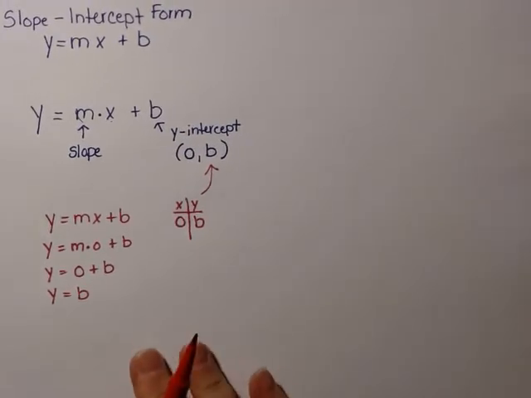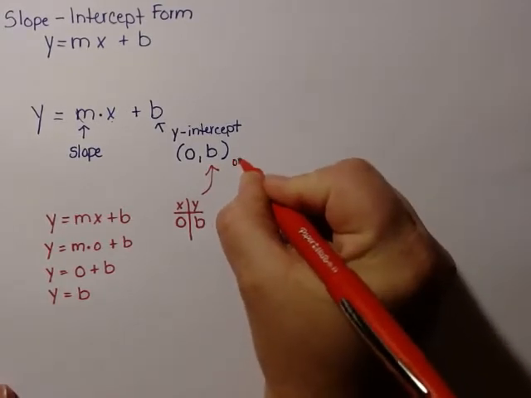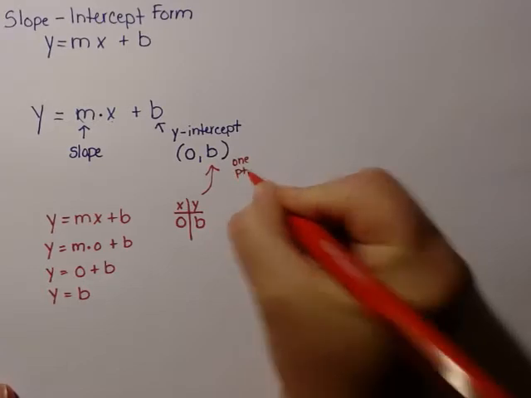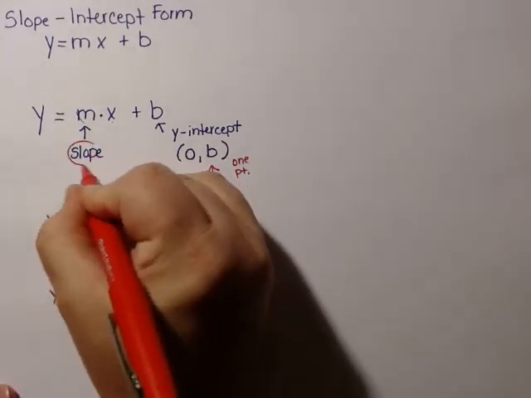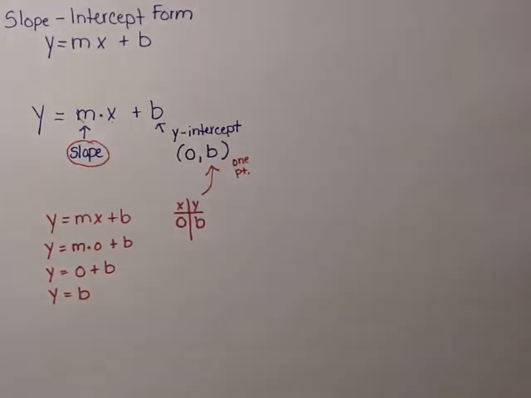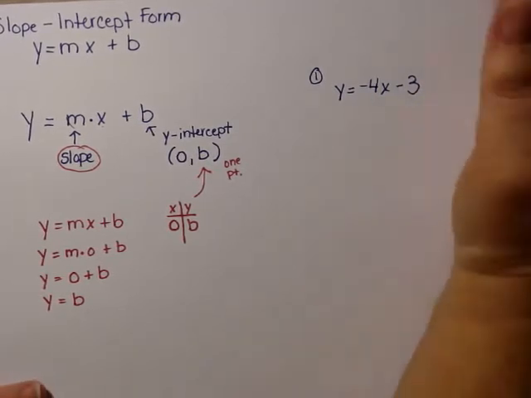So, with that being said, as long as I have one point, or one ordered pair, and my slope, I can graph an equation. So, let's do a problem. Let's look at problem 1 here.